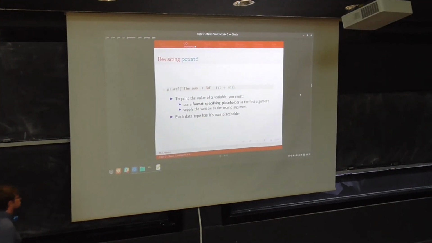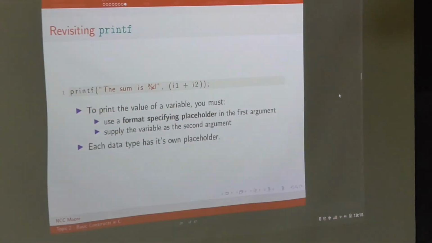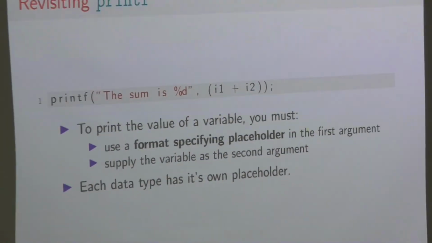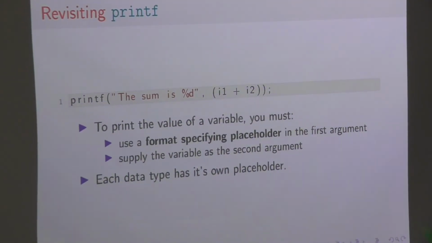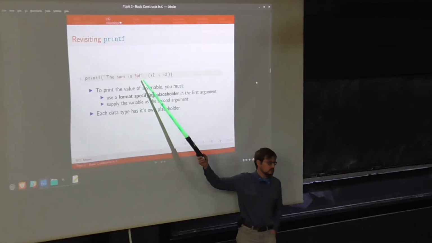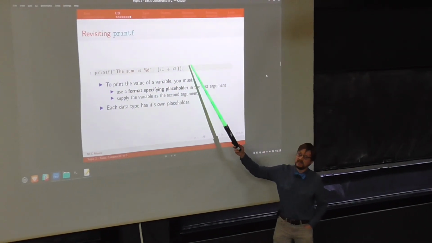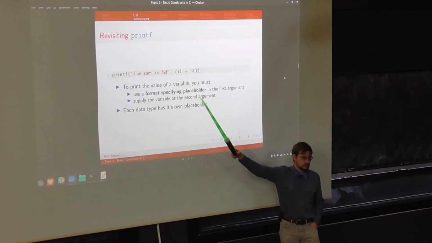To print the value of a variable, you must use a format-specifying placeholder in the first argument. Supply the variable as the second argument. Again, if you wish to put multiple of these in, you provide multiple comma-delimited arguments past the string that you're printing.